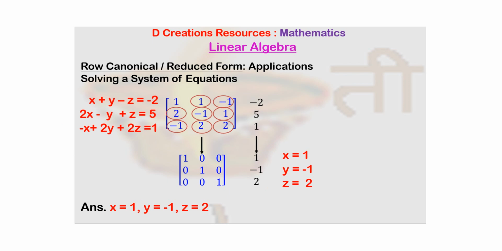Now in the next episode we are again going to solve a system of equations and there it will become clearer. So I would suggest that after seeing this immediately see the next episode so that the idea of how we are able to solve a system of equations using row canonical form or reduced form of a matrix will become much more clear to you.